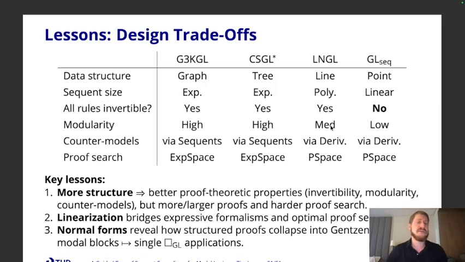What I mean by modularity is the ability to modify the system so that it becomes a sound and complete system for a related logic. This is typically done in the labeled setting by removing or adding structural rules, and it's done in the tree sequent setting by modifying propagation rules. And in the line sequent setting, we can do something similar by modifying propagation rules, but this only works sometimes.